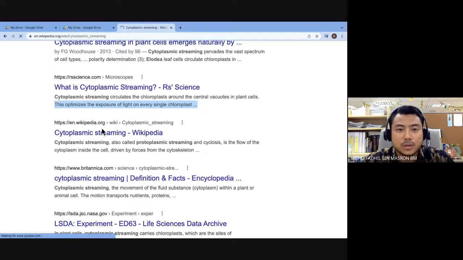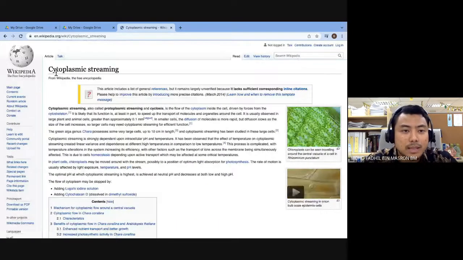Sekejap, saya tunggu dia loading jap. You tak boleh tulis macam ni. In English Wikipedia, cytoplasmic streaming, blah blah blah. Tak boleh, because Wikipedia tidak diterima sebagai source of reference. But tetapi kita boleh ni, saya ajar korang.